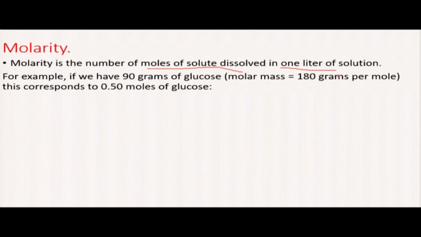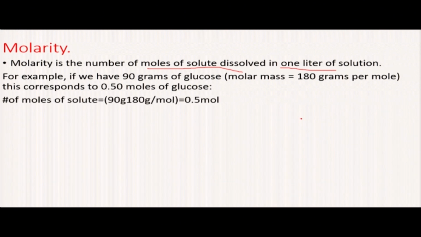For example, the example I've given there, 90 grams of glucose. Glucose is used by athletes because they use a lot of energy, so this glucose is consumed because it can be converted easily to produce the immediate energy that is required. So 90 grams of glucose, with a molar mass of 180 grams, corresponds to 0.5 moles. How do we get that? How do we know that is 0.5?